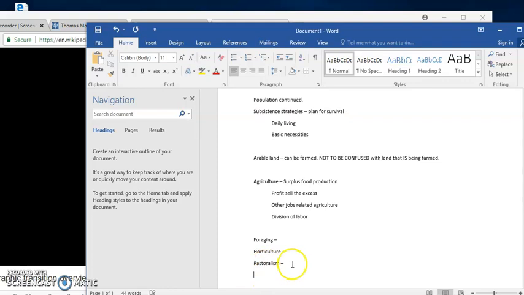These three subsistence strategies are food-getting strategies, okay? They are plans for survival, but they do not support huge populations of people like we study now in cultural geography. They do not rely on, well, one of them relies on arable land, but not to the extent that agriculture does. Okay, so foraging. Foraging supports very small numbers of people, very small.